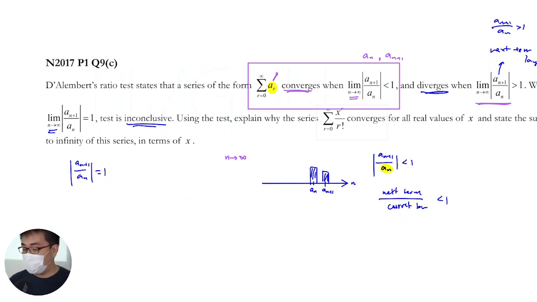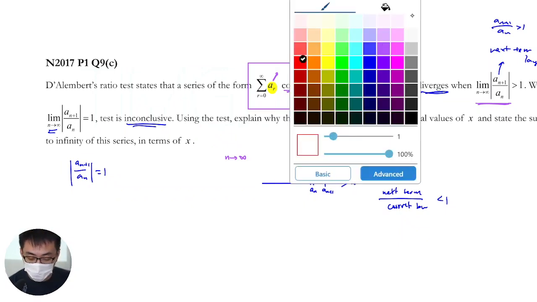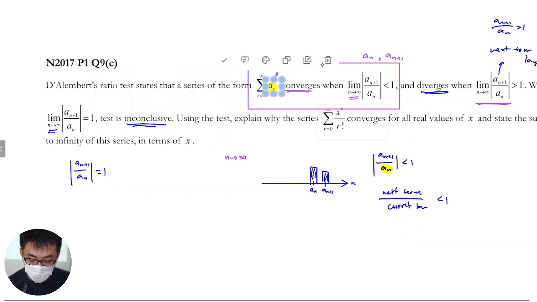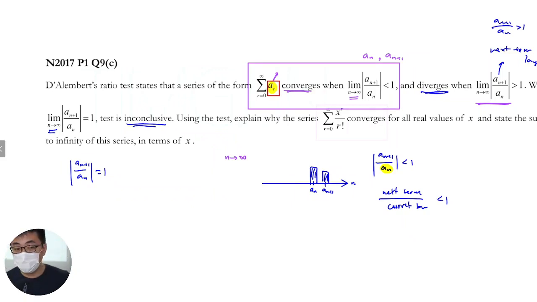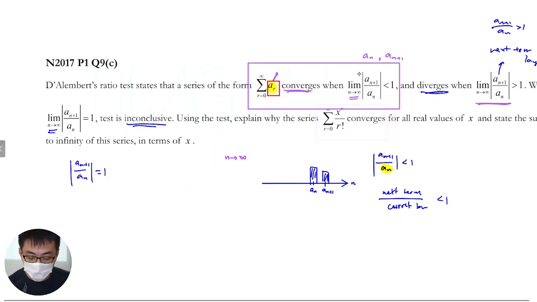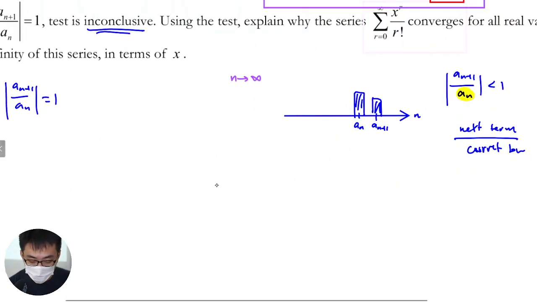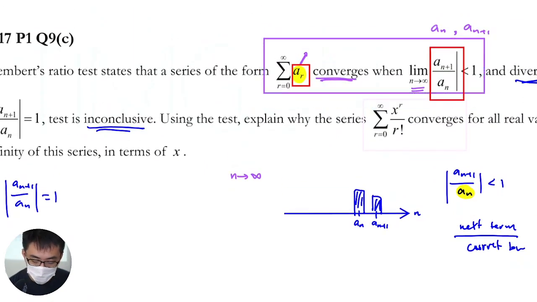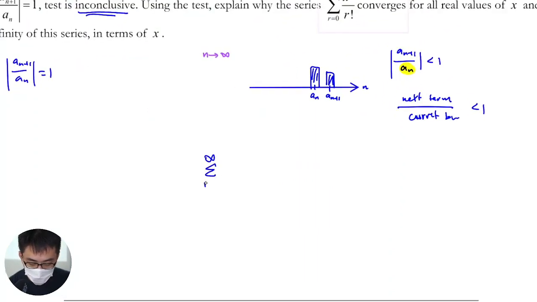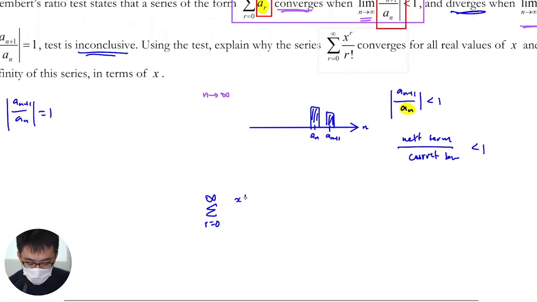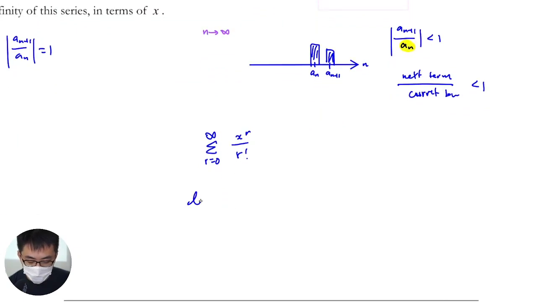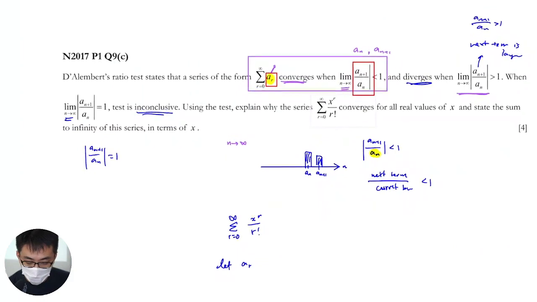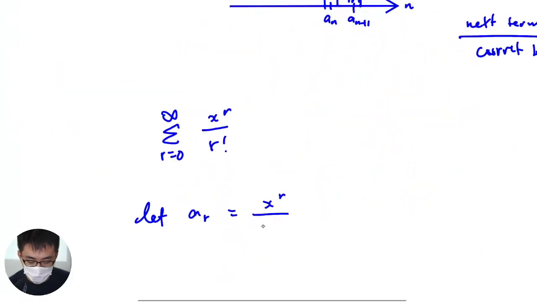So now the important part is, of course, we want to evaluate what is the AR term. Means this AR here. This is important, because we want to examine, actually, more precisely, AN plus 1 over AN. So for this one here, R equals 0 to infinity, and AR is x^r over r factorial.